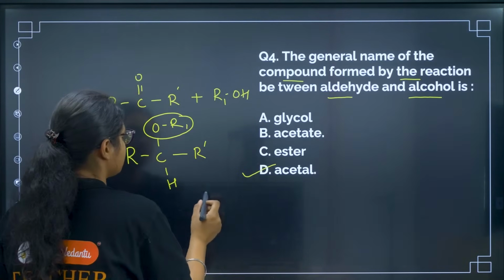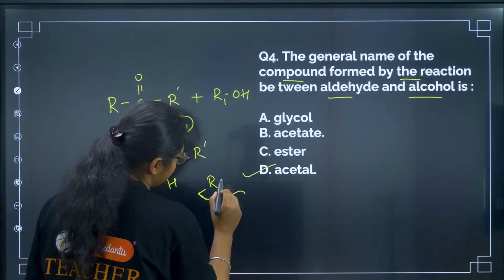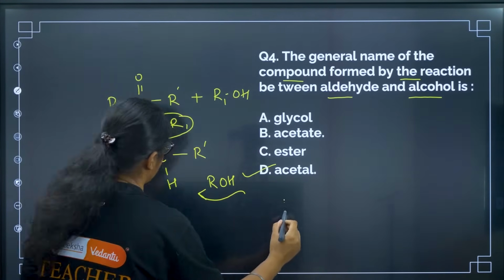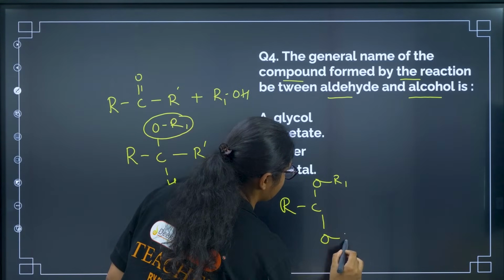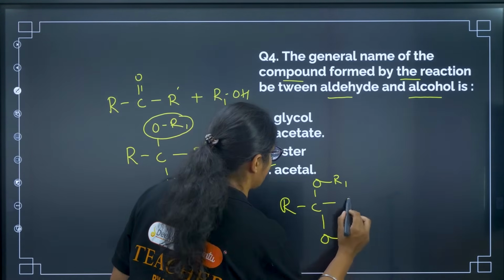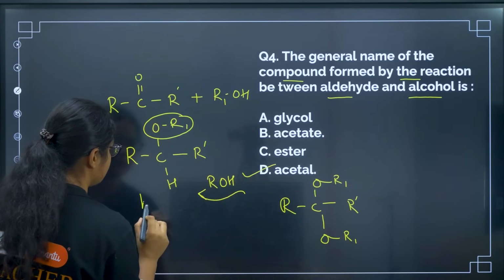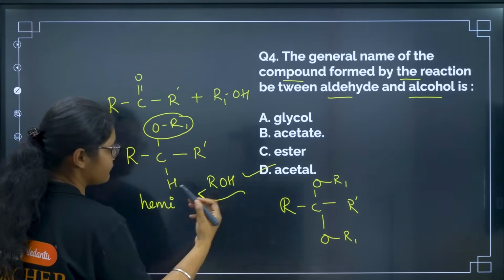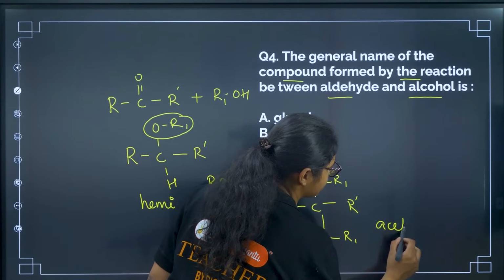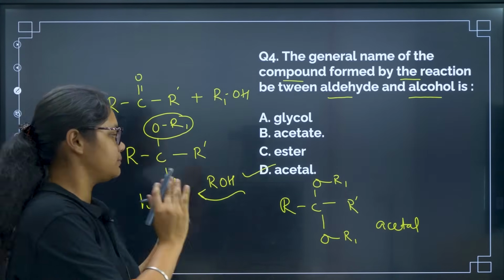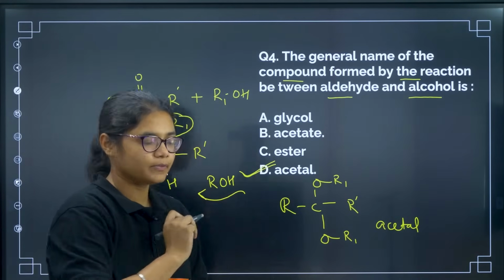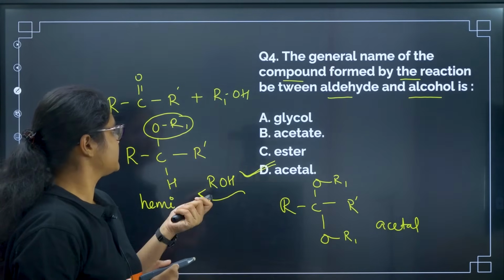Now if you add one more R group, we will get RCOR1, then again OR1, and here we will have R'. So this is actually the hemiacetal form, and then after reacting one more group we get the acetal group. So the hemiacetal option is not there, so the most probable answer will be your acetal group. So now let us see the next question.